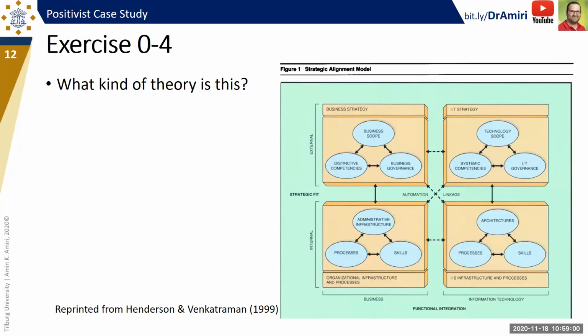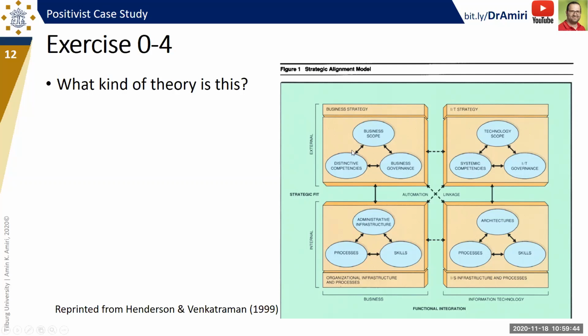What kind of theory is this one? Okay, this is not a theory at all. As you can see here, it calls it a strategic alignment model. You have some constructs here, skills, processes. Some of them you cannot even assign a high or low value to. What does processes mean here? Is it existence of processes? What does that mean? So that's one issue with this.